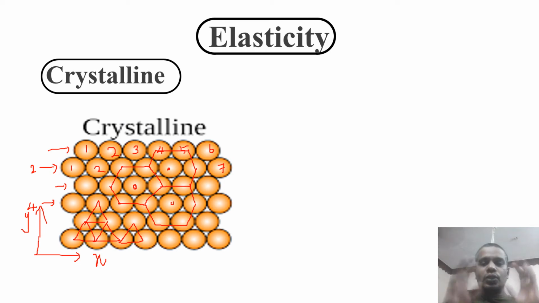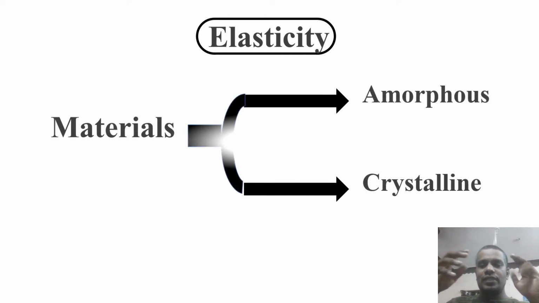So these are the two main solids that exist in nature. The first type we have already discussed, the amorphous solid. The next one is, here, the crystalline solid. Now the elasticity. Before entering into elasticity, we categorize the material into two types. One is amorphous, the next one is crystalline. Whether the material is amorphous or crystalline, it doesn't matter.